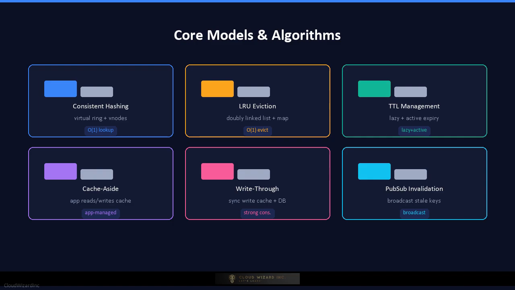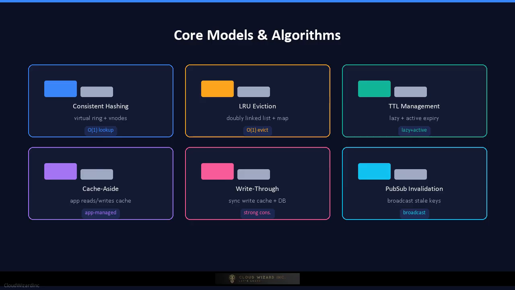TTL management uses a combination of lazy expiration, checking TTL on access, and active expiration, where a background thread periodically scans and removes expired keys. Cache-aside means the application is responsible for populating and invalidating the cache. Write-through means every write goes to both cache and database synchronously. Write-behind means writes go to cache first and are asynchronously flushed to the database.